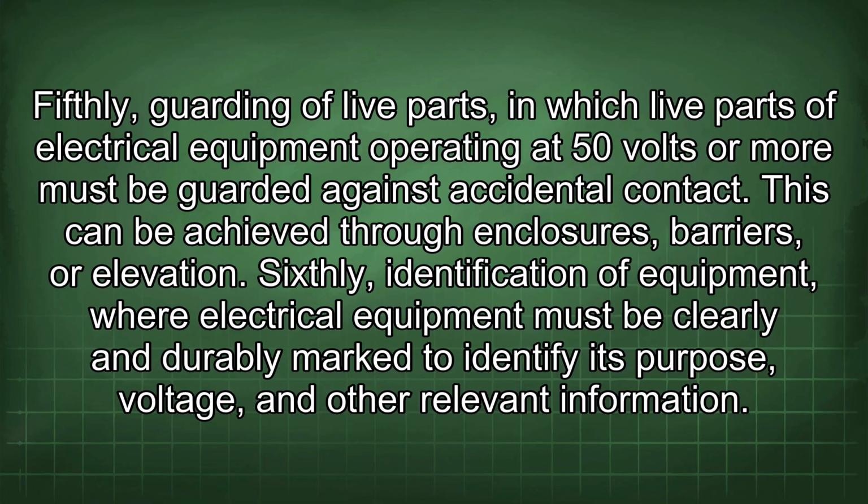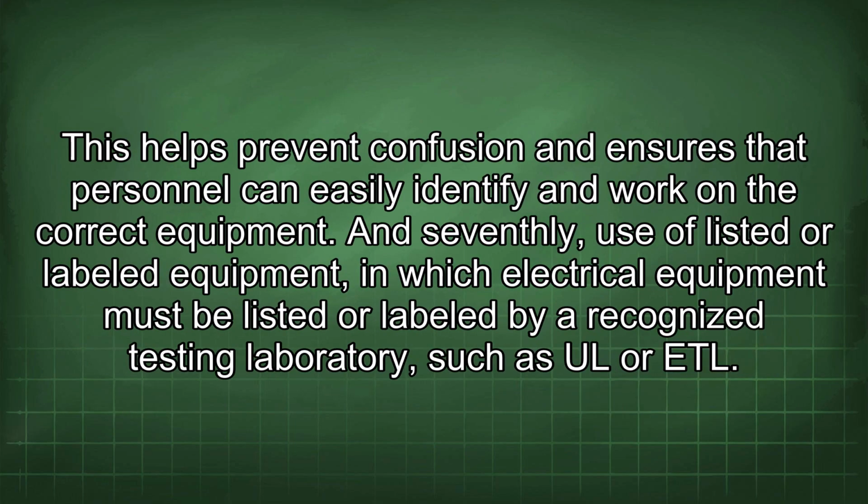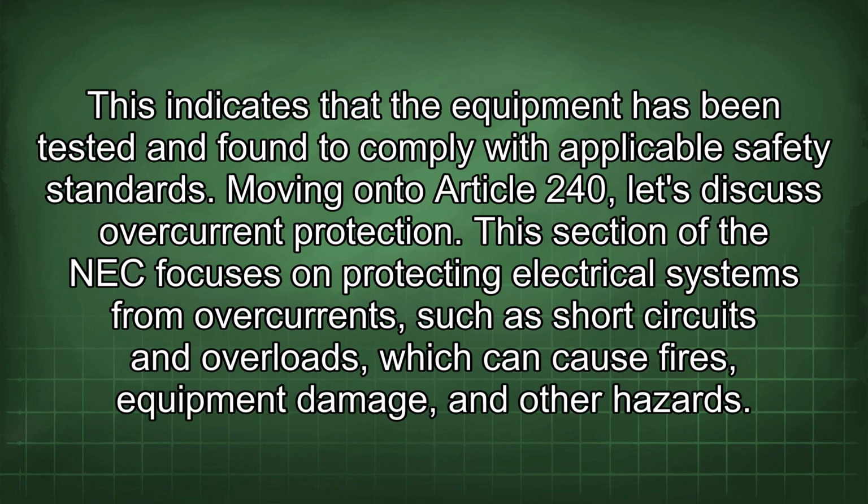Sixthly, identification of equipment, where electrical equipment must be clearly and durably marked to identify its purpose, voltage, and other relevant information. This helps prevent confusion and ensures that personnel can easily identify and work on the correct equipment. And seventhly, use of listed or labeled equipment, in which electrical equipment must be listed or labeled by a recognized testing laboratory, such as UL or ETL. This indicates that the equipment has been tested and found to comply with applicable safety standards.